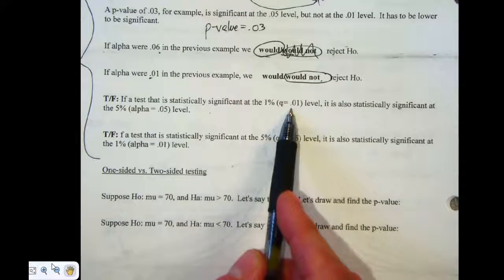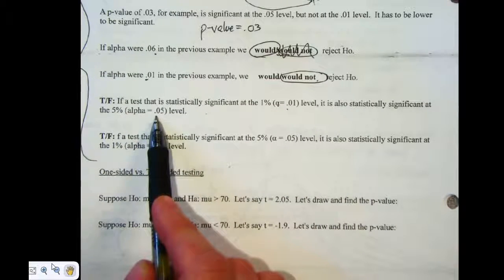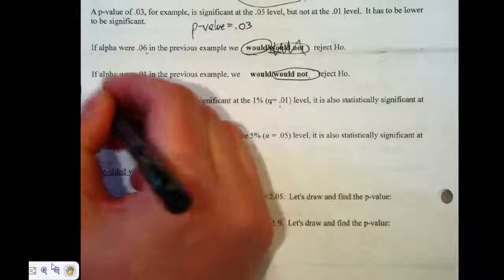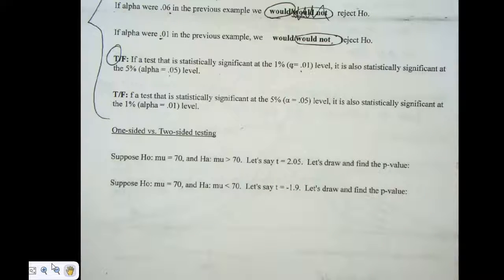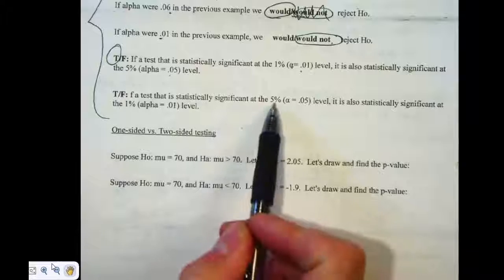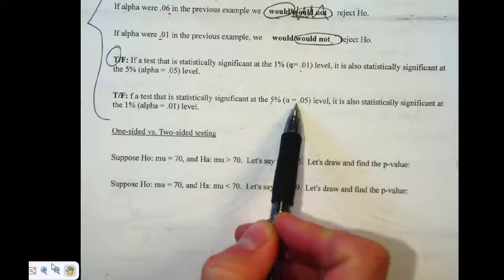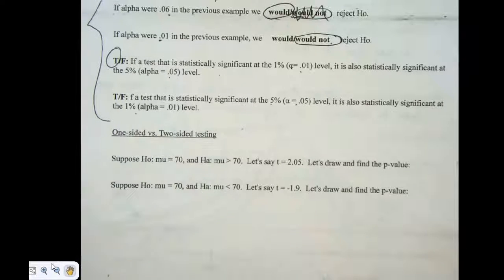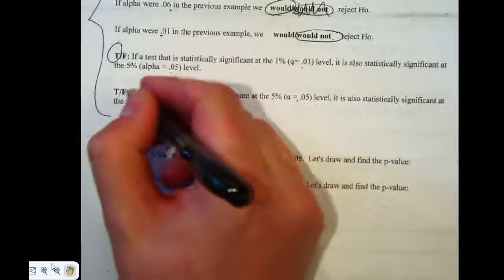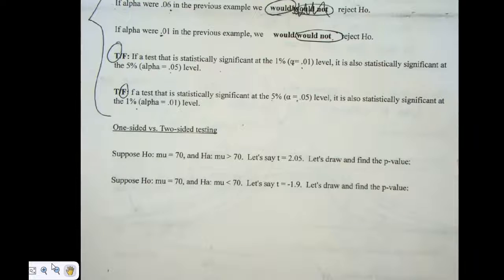So if it's smaller than 0.01, is it also going to be smaller than 0.05? Yeah, so that's true. But then flipping it backwards doesn't work. This is kind of like the number one I put on the board. So just because it's smaller than 0.05, does that automatically mean it's smaller than 0.01 also? Could be in the middle, right? 0.03, 0.04. So this one is false. So the big thing there, statistically significant means you're rejecting H naught, means the p-value is less than alpha.